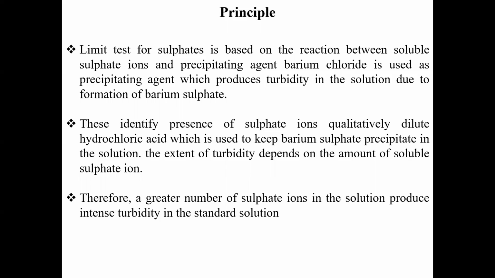Dilute hydrochloric acid is used to keep the barium sulfate precipitate in the solution. Why we are using dilute hydrochloric acid is already told. We have to keep or precipitate other acid radicals in the solution, so we are adding dilute hydrochloric acid. Therefore, a greater number of sulfate ions in the solution produce intense turbidity in the standard solution. So if there are more sulfate ions in the solution, then there is more turbidity. If there is a smaller number of sulfate ions in the solution, we will get less turbidity.